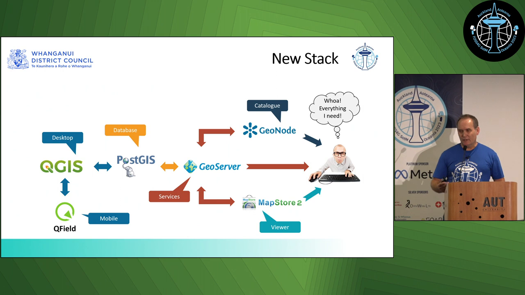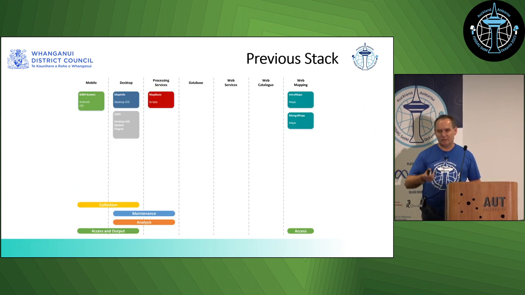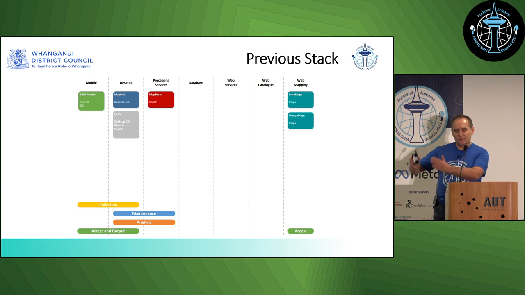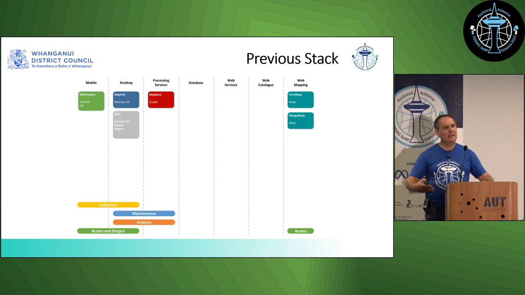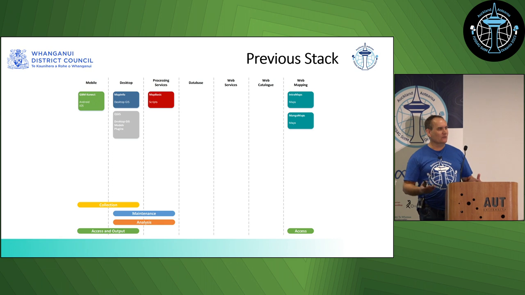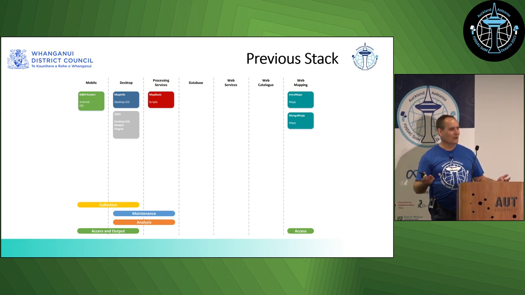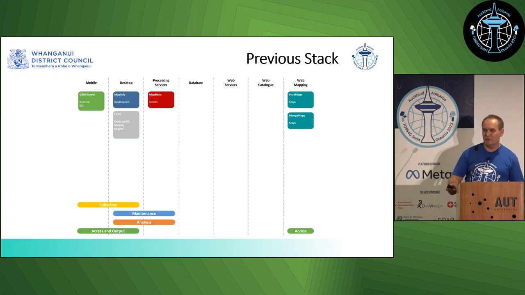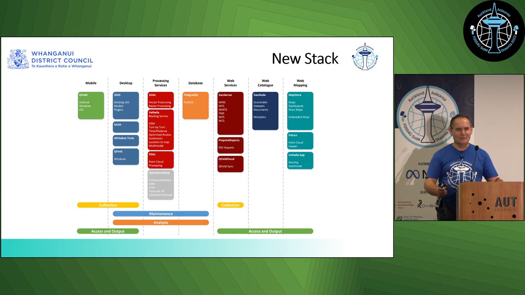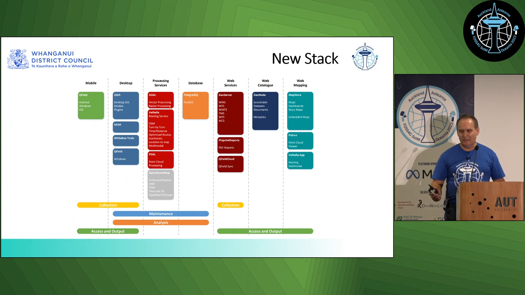Okay, we have a different way of looking at that previous stack. I've split it out here into different categories that you would hope to have in your GIS stack at a local government level anyway. Our previous stack was fairly limited. We had some glaring areas of that stack missing. Okay, moving on, our new stack. We've managed to fill that up, and we've actually got this huge capability for a very small council, and all based on open source GIS technology.